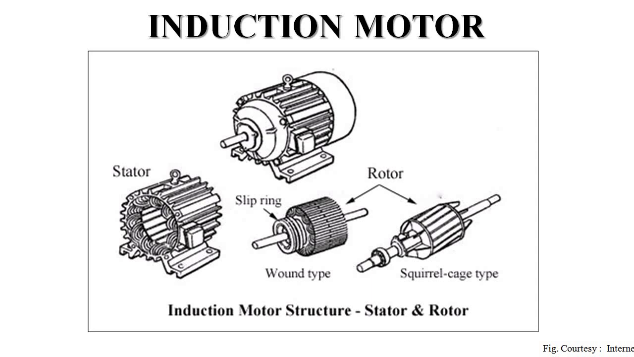So you can see the induction motor here. This is the foundation of the induction motor, this is the stator of the induction motor, and this is the rotor. The rotor will fit inside this cavity, and around that the stator will be situated. You can see here the types of rotor, that is slip ring wound type and squirrel cage type. These are the two types of rotors for an induction motor.